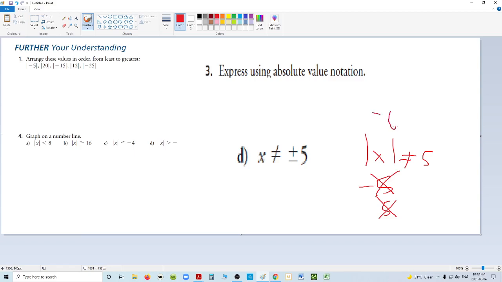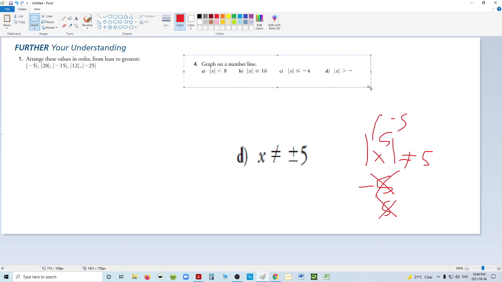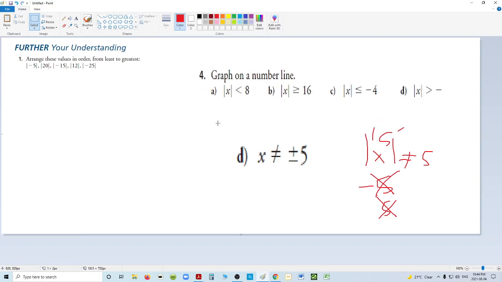Because -6 does not equal 5. -7 does not equal 5, etc., etc., etc. Once it becomes absolute value, only the 5 and the -5 will make this not true. So that's all they're trying to get used to. Then they want you to reverse it. They want you to graph it on a number line.